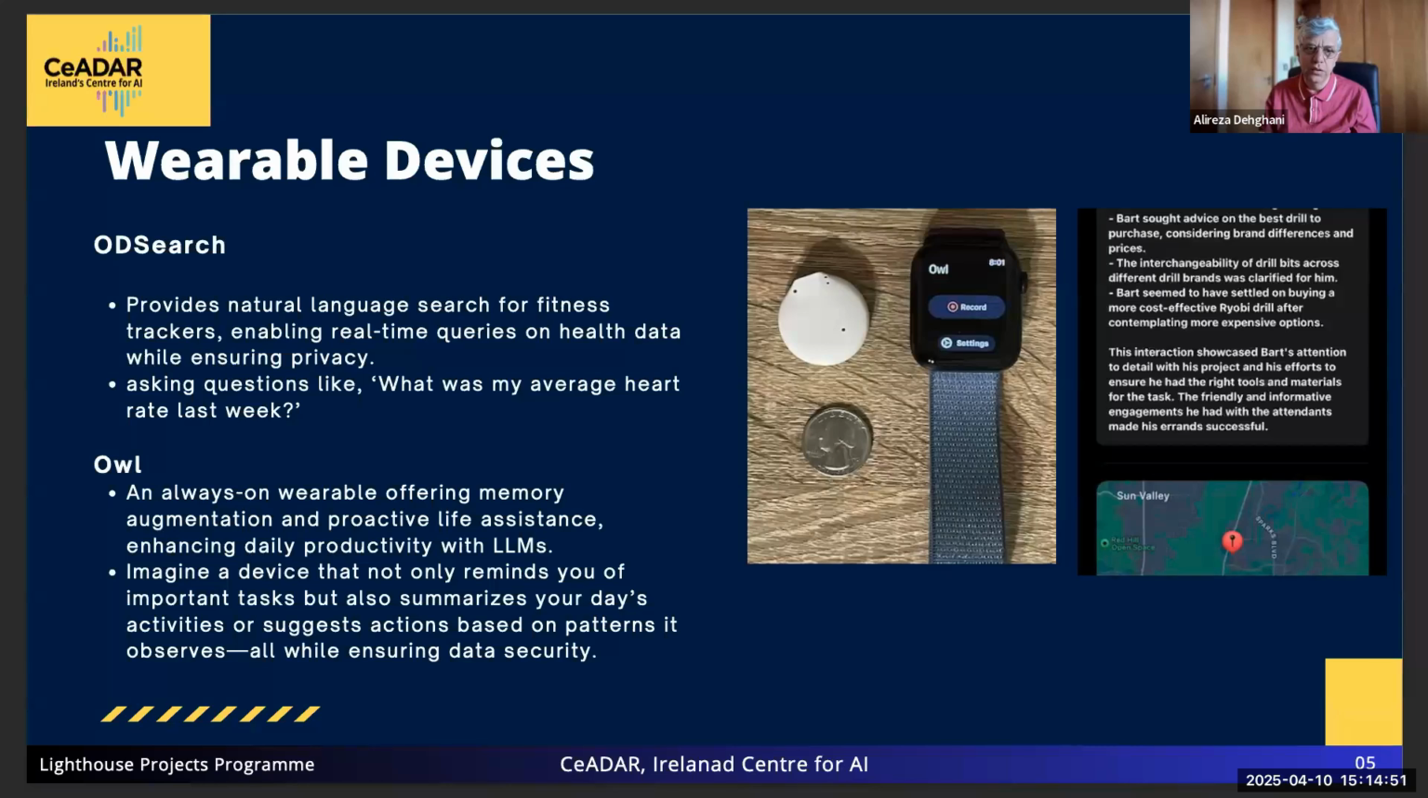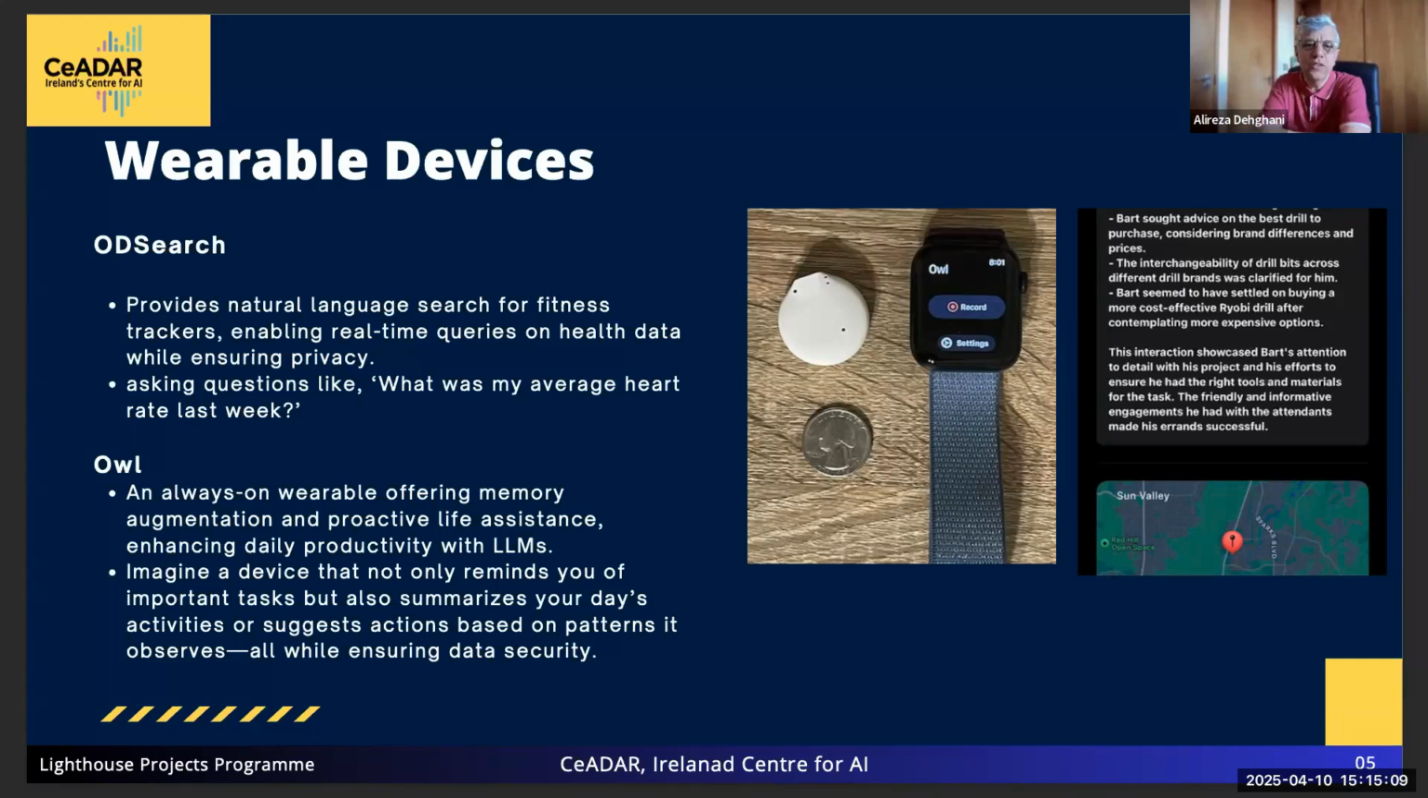We used to have access to information like, okay, how many kilometers have you walked this week? How has your heart rate been, and so on and so forth, right? But then the next question is, how about if you want to ask some question?